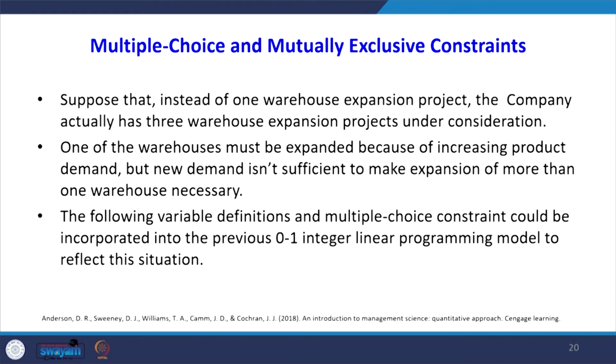Suppose that instead of one warehouse expansion project, the company actually has 3 warehouse expansion projects under consideration. So how to incorporate this kind of situation into our formulation? One of the warehouses must be expanded because of increasing product demand, but the new demand is not sufficient to make expansion of more than one warehouse necessary. So the following variable definitions and multiple choice constraint could be incorporated into the previous 0-1 integer linear programming model to reflect this situation.